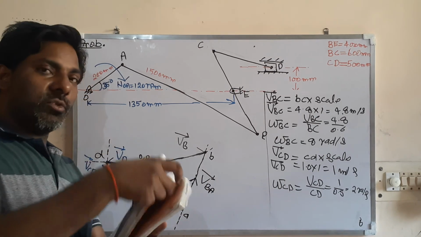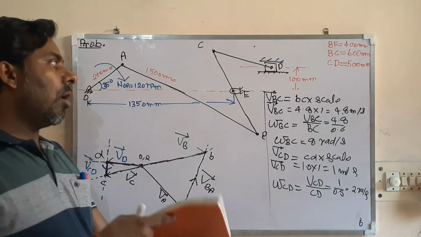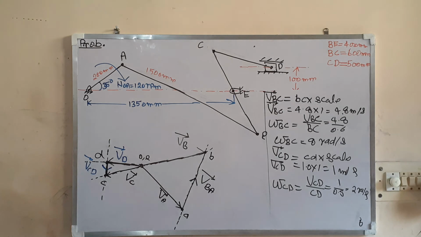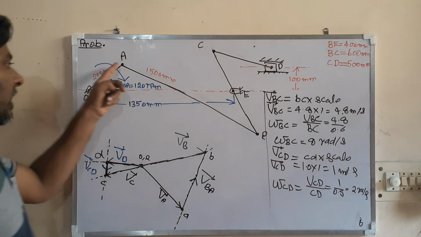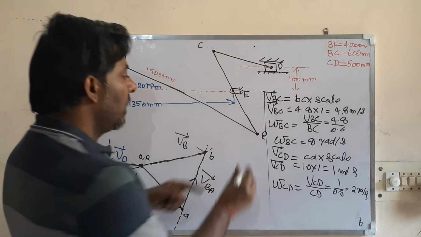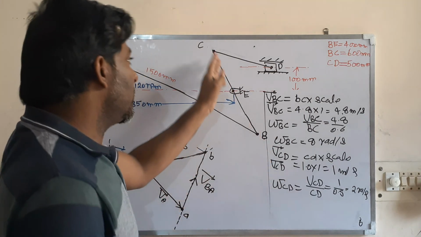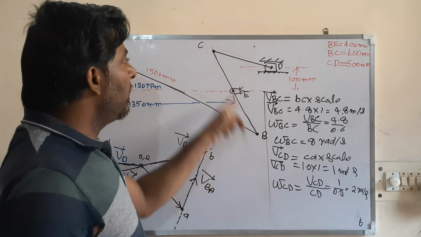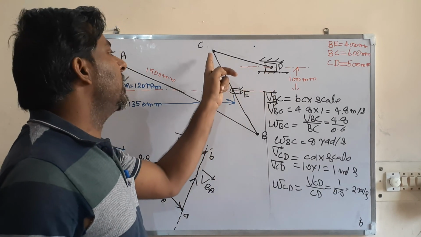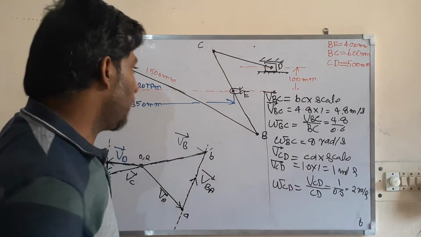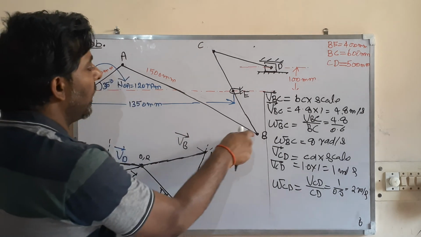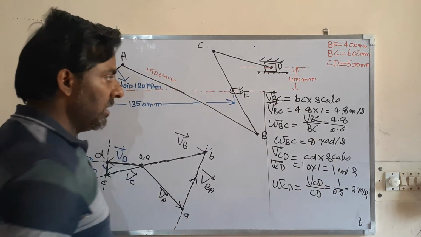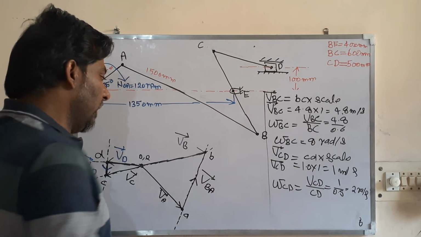So slowly you have calculated all. What have you calculated? Velocity of point A, velocity of point B, velocity of point C, velocity of point D, velocity of B with respect to A, velocity of B with respect to C, and also you have calculated angular velocity of links AB, BC and CD. So all you have calculated.